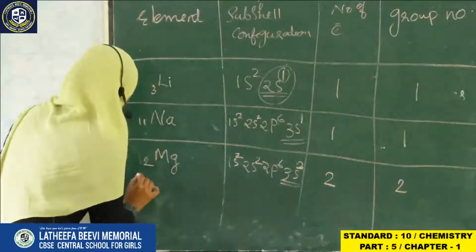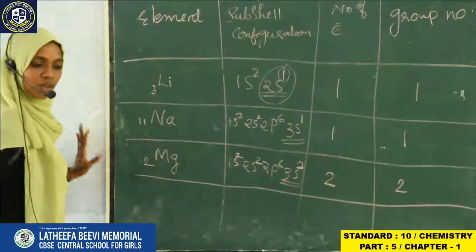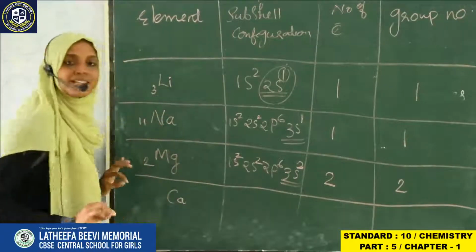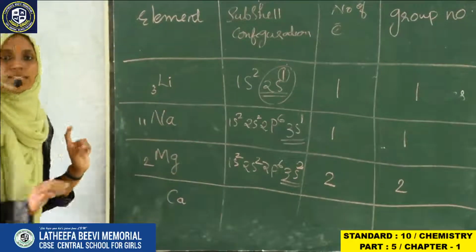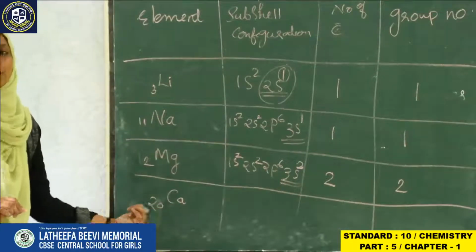The last one, calcium. In your text you can see the table, so from this you complete the table. What is the atomic number of calcium? The atomic number of calcium is 20.